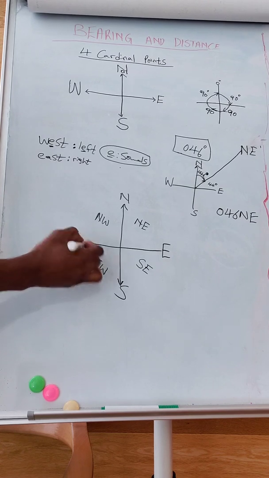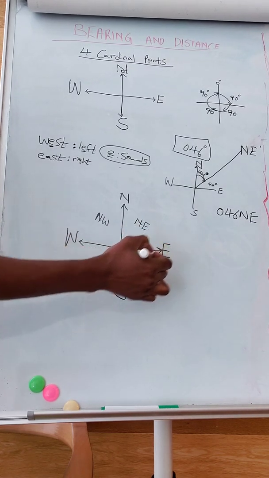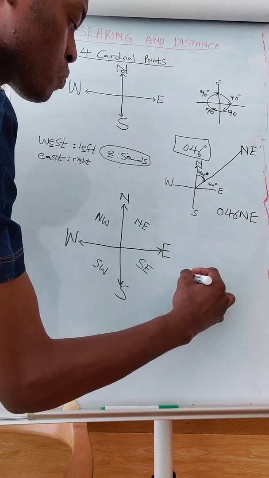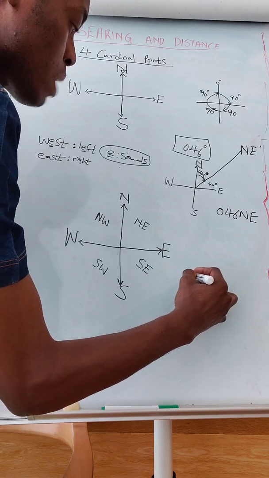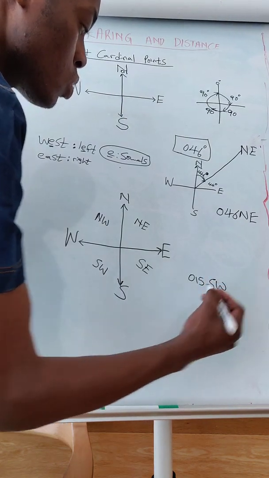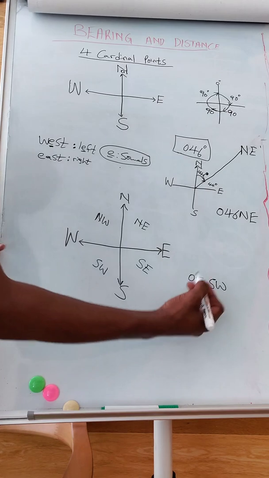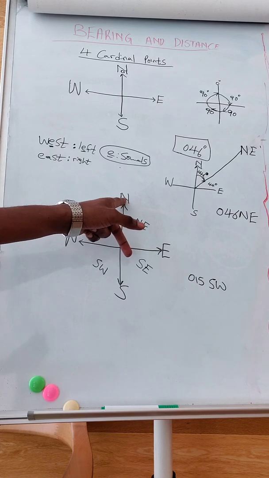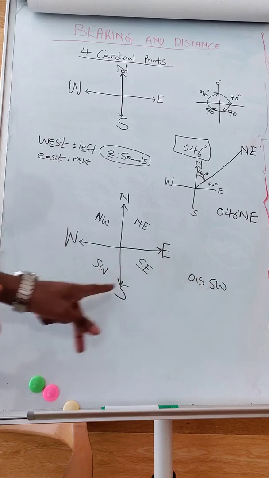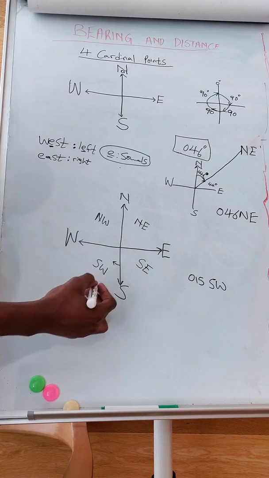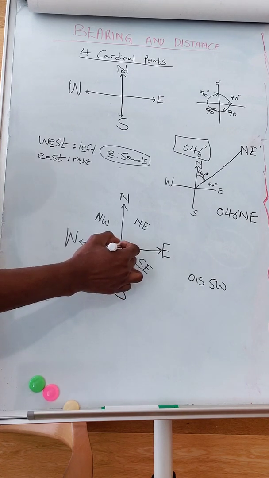But at times there are cases where you might be given, let's take for example, 015 southwest. Now, with southwest, you cannot start from the north again. Because 015 southwest means you have to start from here. So you just make 15 from what we have here.